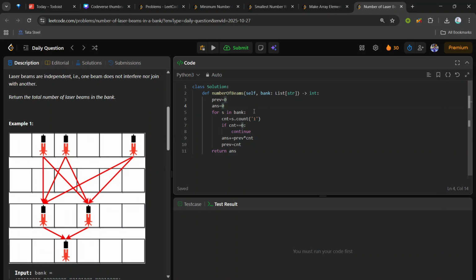We are taking each row from the bank, from the array, and we are counting the number of ones. If count is 0, continue. Otherwise what we are doing, we are multiplying the previous number of security devices with this current count, and we are adding it to the answer. Now our new previous is the number of anti-theft devices in this row, for the new row that will be coming after that, and finally we are returning the answer.